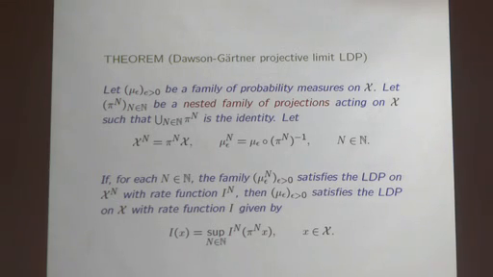This is another way of getting an LDP as a kind of limit. So this says the following. Suppose I have a family of probability measures on some Polish space. I don't know yet that it would satisfy an LDP. And suppose I can subject this Polish space to a nested family of projections.